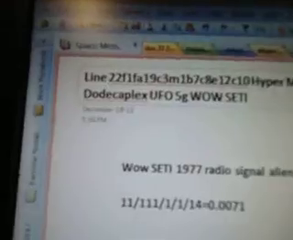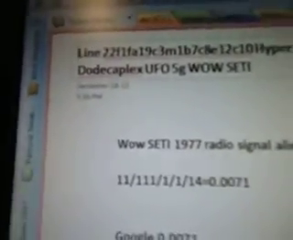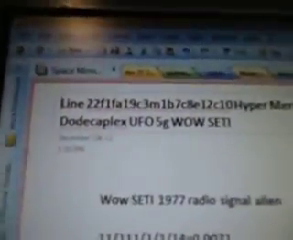This camera is getting old. I bought it a couple of years ago, but it takes forever to focus. So, I don't know what's going on with it. Sorry.